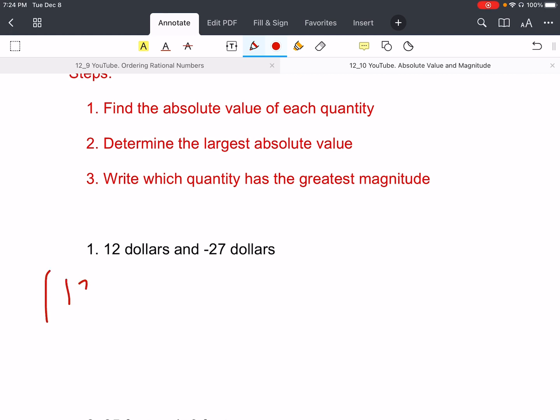So we have the absolute value of 12 and the absolute value of negative 27. Well, we know that 12 is 12 units away from zero, and the absolute value of negative 27 is 27 units away from zero. So that is the absolute value. That's step 1. Step 2, determine the largest absolute value. Well, we know that 27 is bigger.